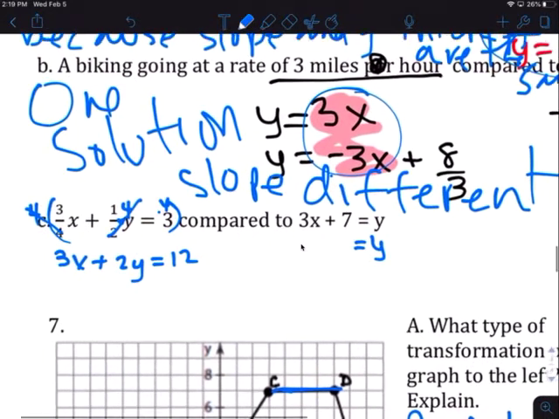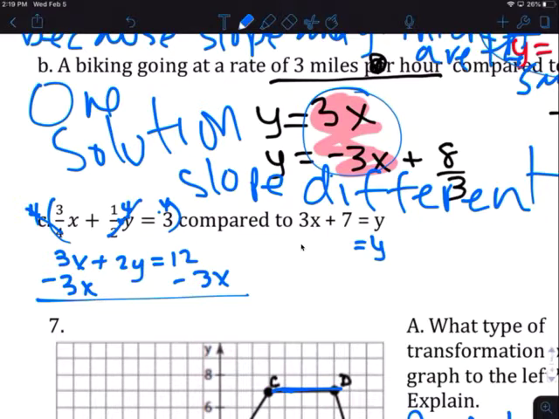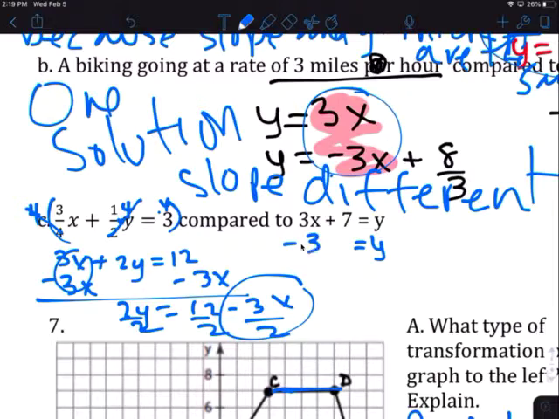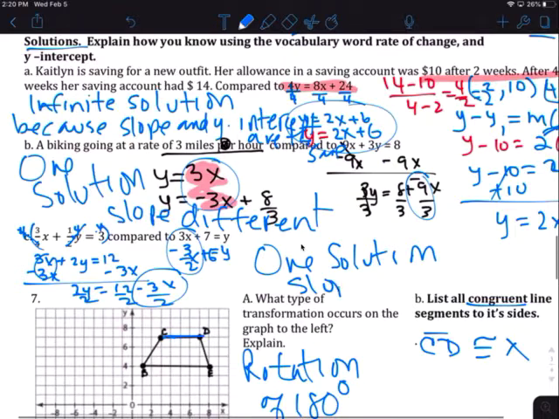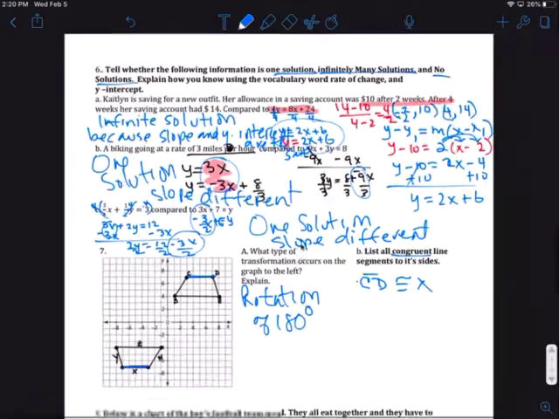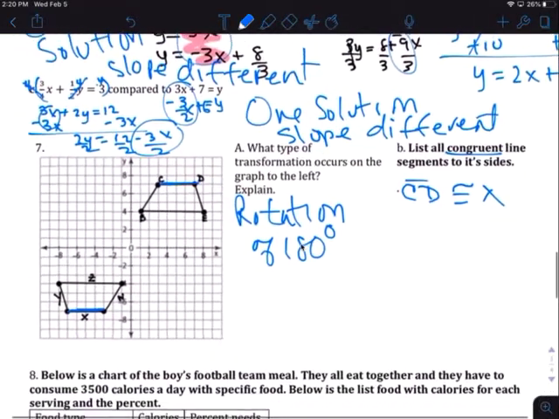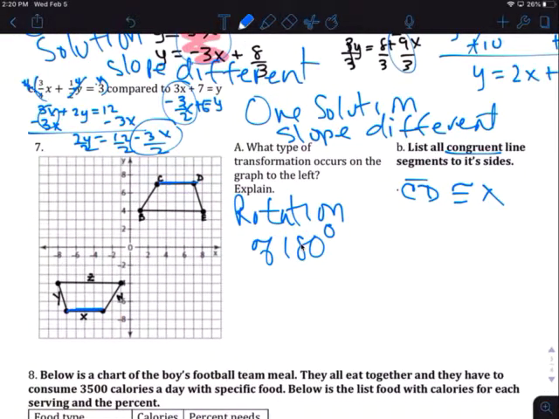Same thing here, we got rid of that, minus 3x. 2y equals 12 minus 3x, divide by 2. We get y equals negative 3 over 2 x plus 6, so the slope here is negative 3 over 2. So this is different. So this is going to be one solution also, because the slope is different. Different slope.